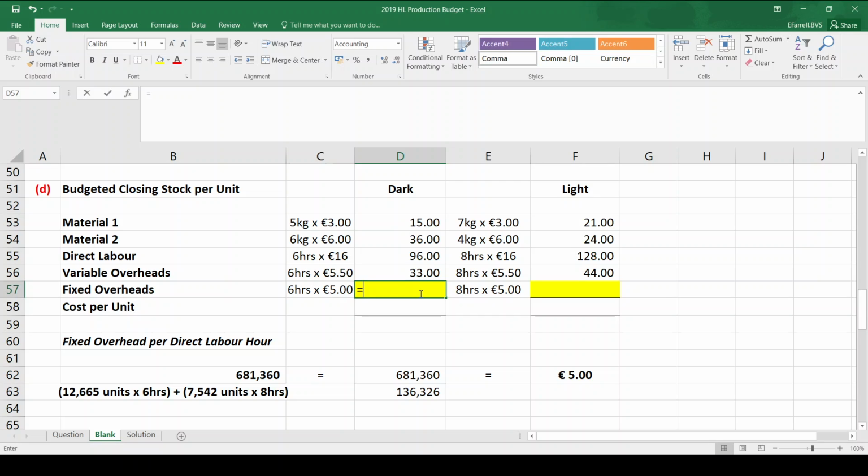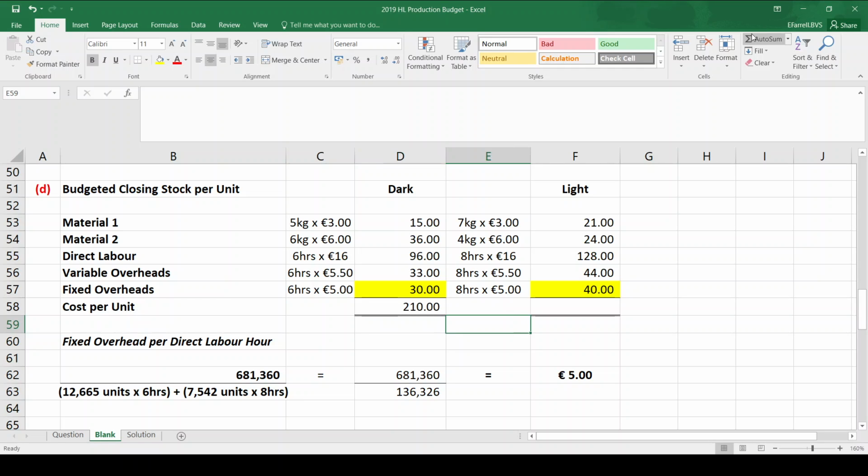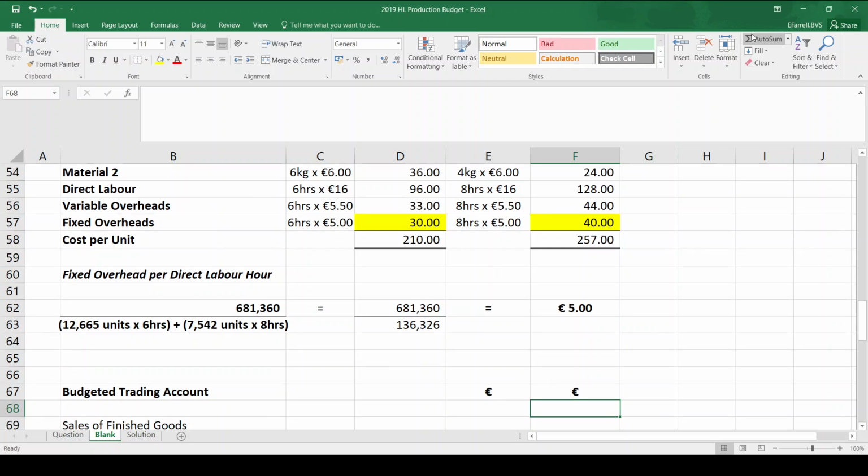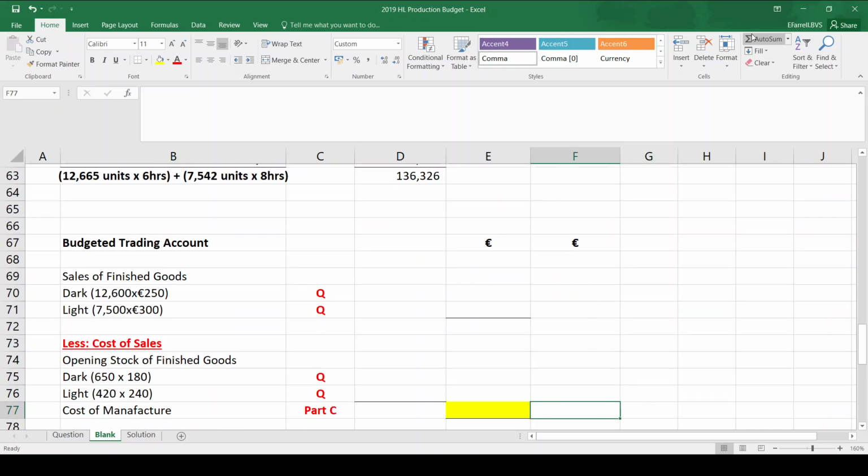So this is going to be 6 hours by €5 per hour, and for light it's going to be 8 hours by €5 per hour. Now when we add these down, we get a total closing stock per unit for dark of 210, and for light of 257. Now we have that done, we are able to do our budgeted trading account.